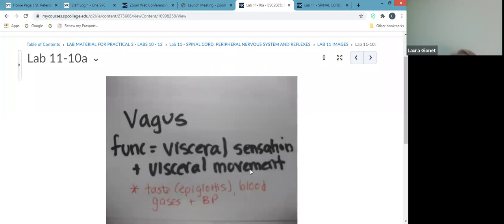Vagus also functions in taste, blood pressure, and blood gas levels. So how might you point to that? Well, next week when we look at the taste bud slides, we're going to tell you them. When you're looking at a taste bud slide, we're talking about the special sense of taste. And we have 3 cranial nerves that convey that, 7, 9, and 10.